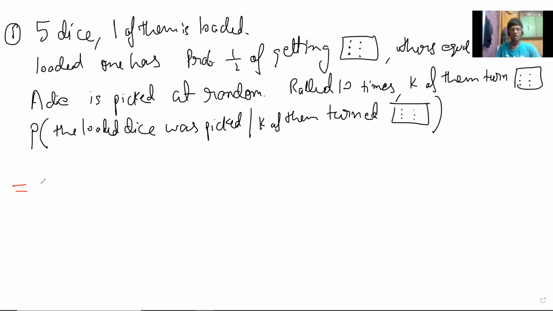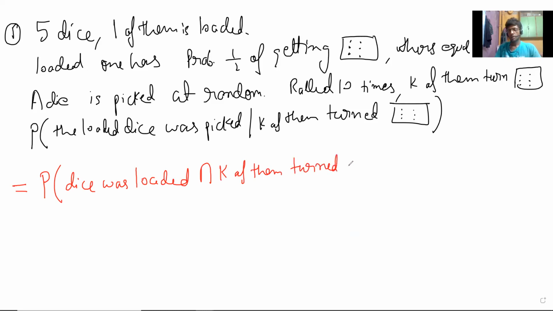So what is this? This is the probability that the dice was loaded and k of them turned 6. Just try to focus on calculating this probability now, okay? This star.